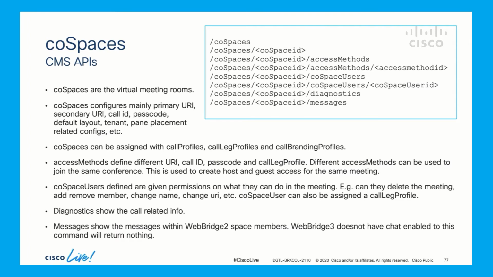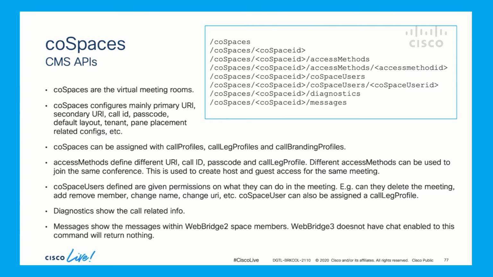The first API is space related. Spaces in CMS are called co-spaces. All the APIs listed in this slide are related to CMS spaces. Co-spaces configure the meeting information like primary and secondary URI, the call ID, password, etc. It also defines the default meeting related parameters like default layout, etc. CoSpace accepts the call profiles, call leg profiles, and the call branding profiles. These profiles define some more meeting, participant, and branding related configurations. More of these profiles will be discussed later.